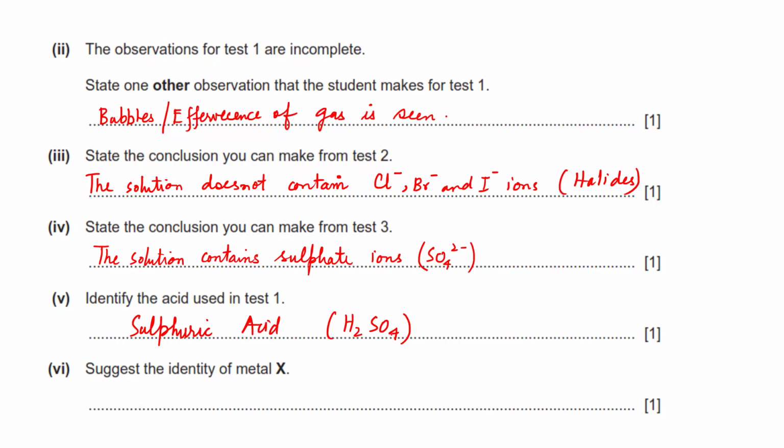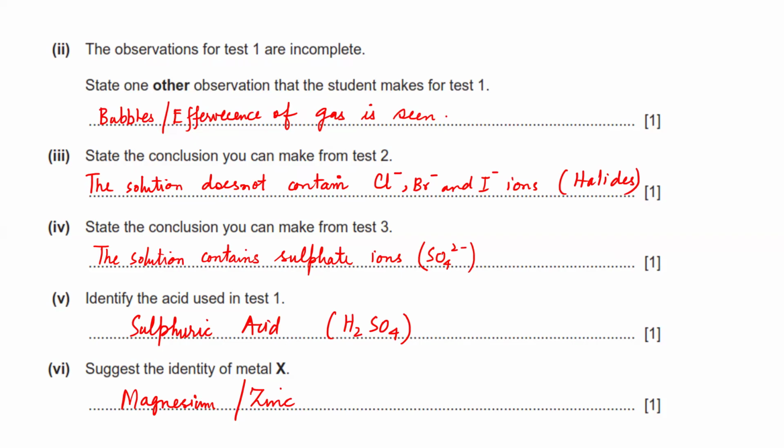So suggest an identity of metal X. Remember, it's a gray metal. Zinc and magnesium are both grayish metals, and both of their sulfates are white precipitates. So I will go with zinc, because the information on magnesium is not given at the end of the answer booklet.